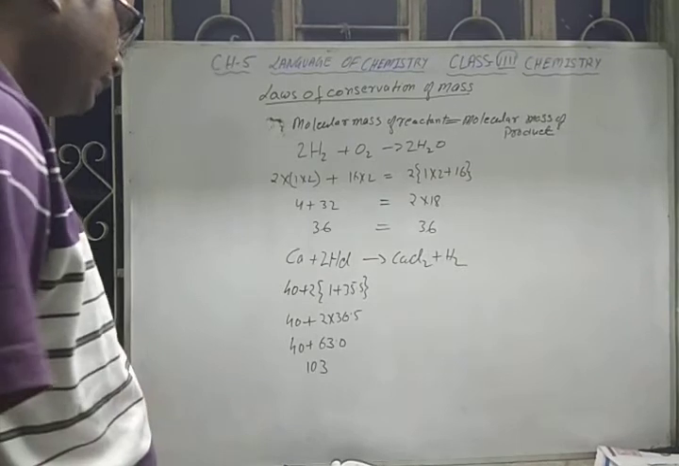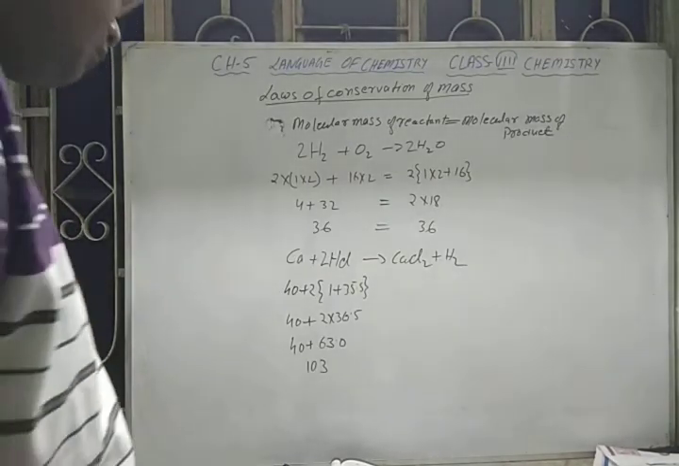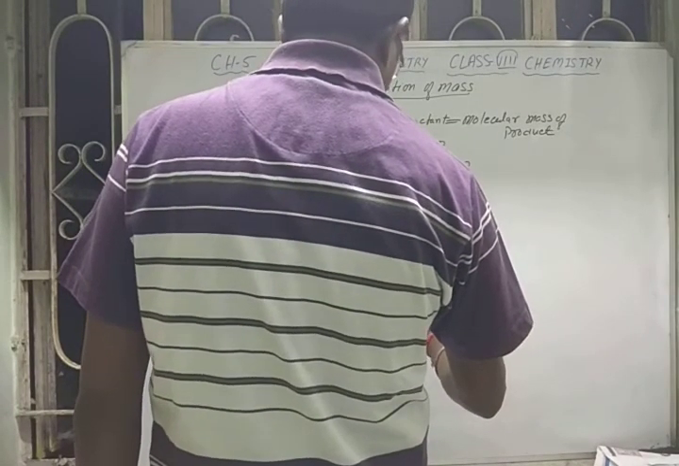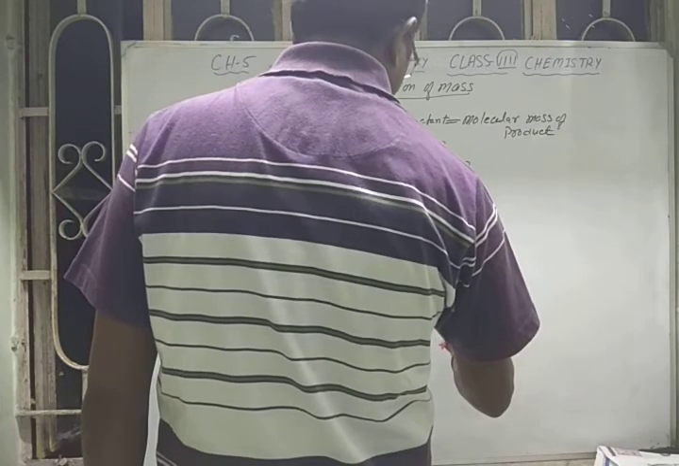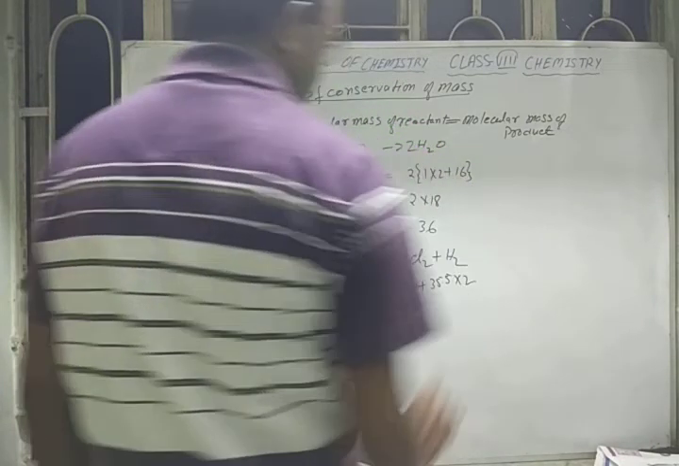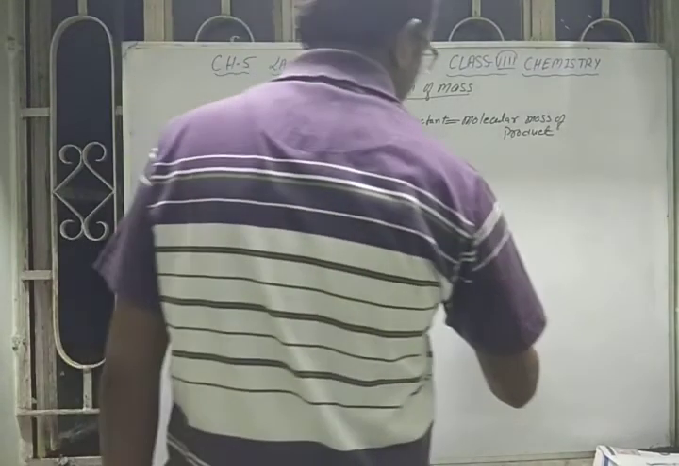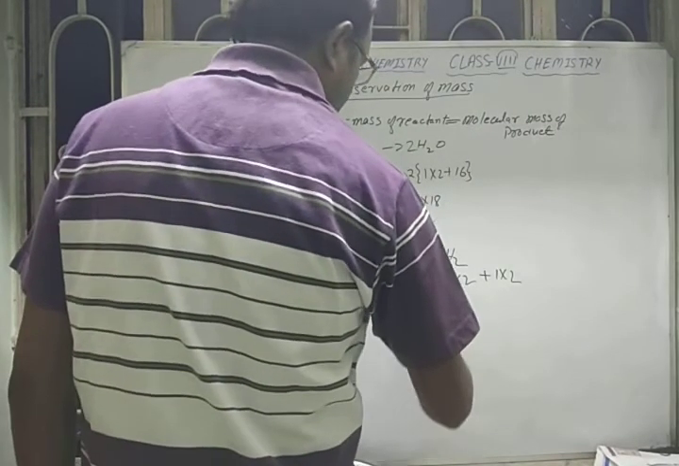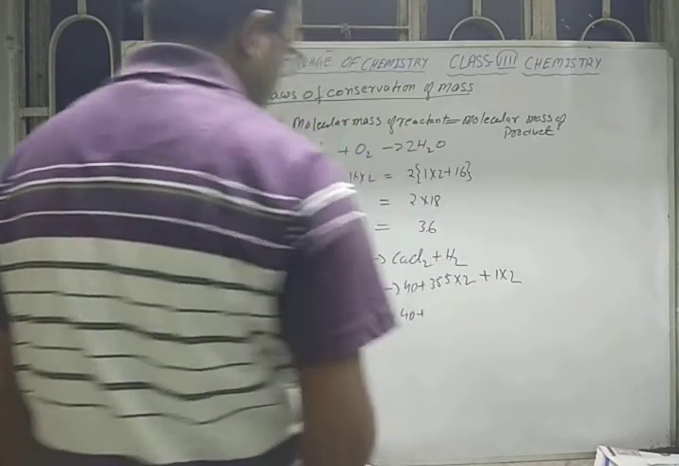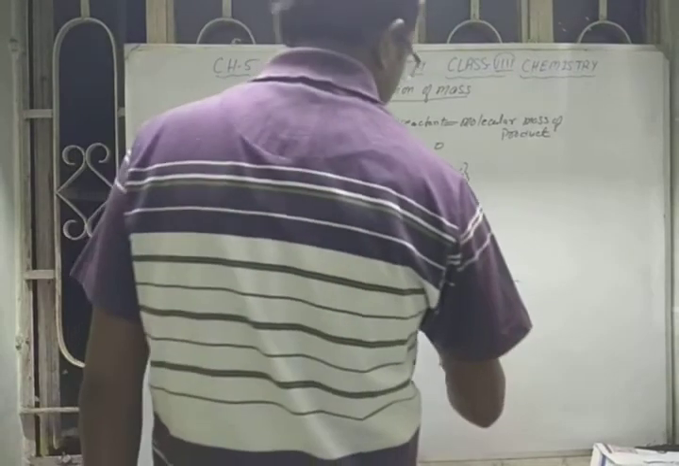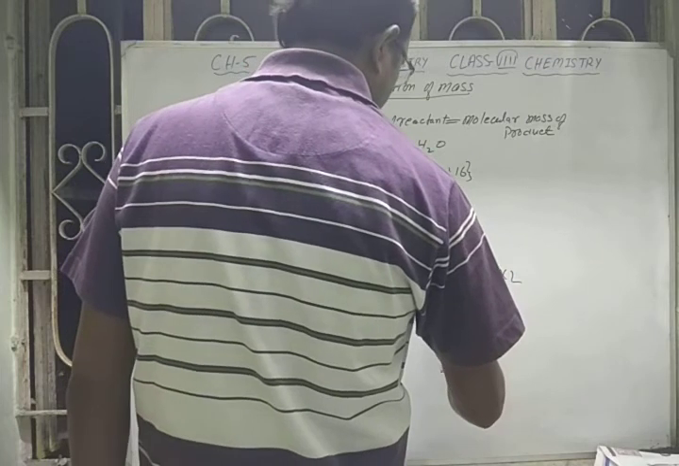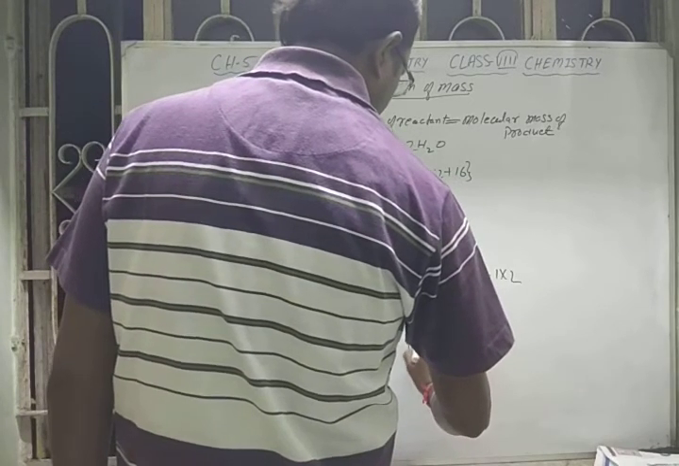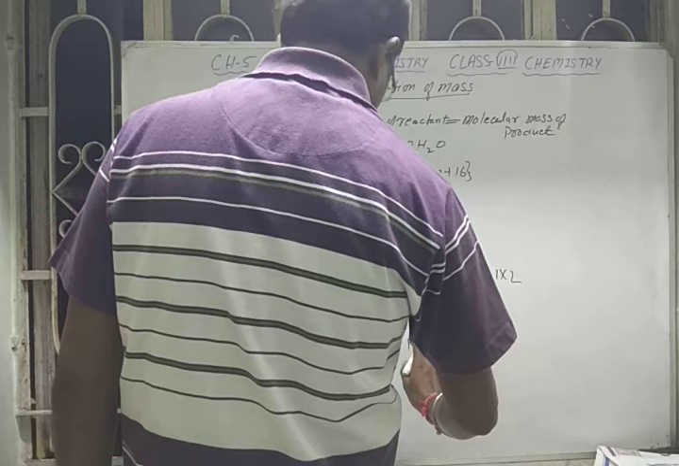Now move to the product part. Calcium is 40 plus chlorine is 35.5 into 2, plus hydrogen is 1, so 1 into 2, as 2 atoms are there. Now calculate it: 40 plus 35.5 into 2 is 71, plus 2. So 40 plus 71 is 111, plus 2.